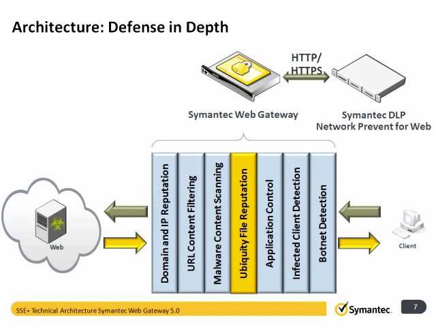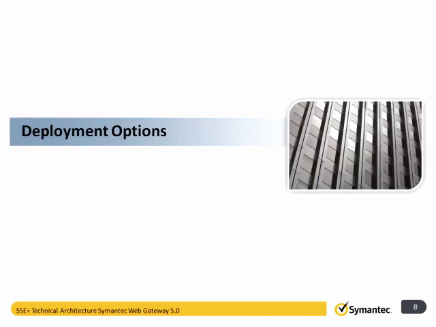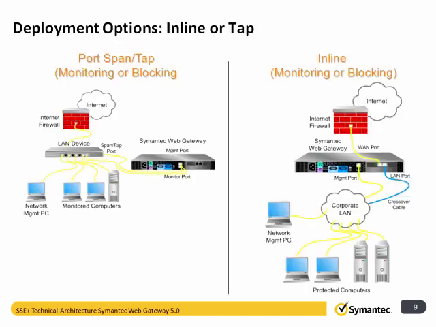One new module in the Web Gateway version 5, missing from the last slide, is our new file-based reputation module called Insight. If enabled, this module can be used to enforce policies that will only allow users to download portable executable files that are known by Symantec to have a good reputation. And now we'll move on to look at the available deployment options.